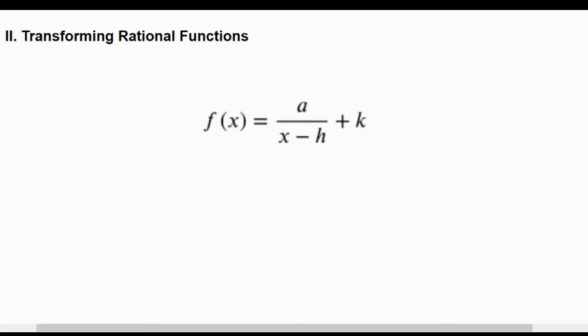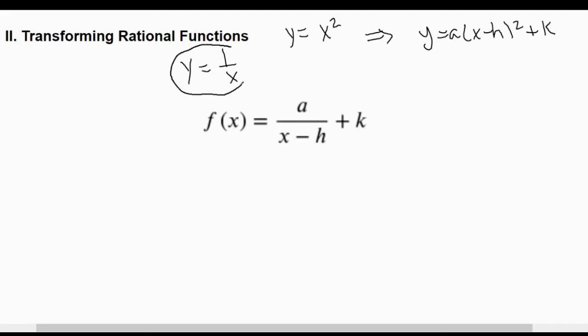So like we transformed y equals x squared into y equals a(x minus h) squared plus k. Do you remember that? I hope you do. Please tell me that you do. So what we learned when we were transforming this function is going to be the same thing that occurs when we transform our rational function. So 1 over x. So this is the parent.